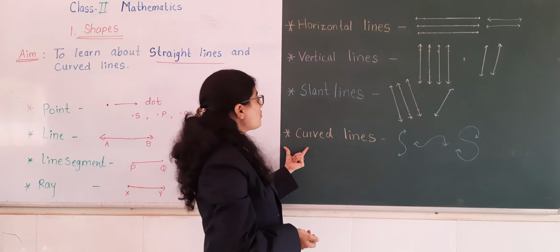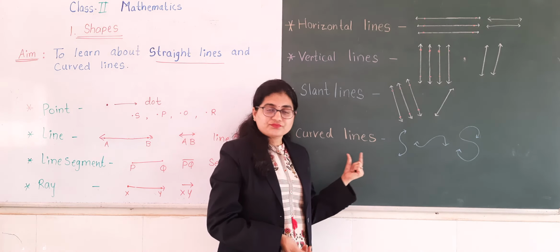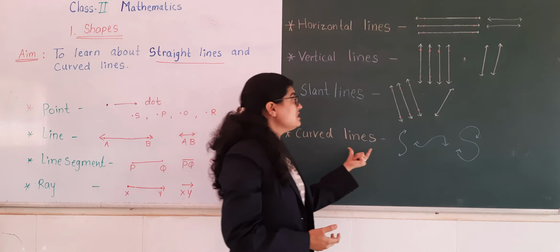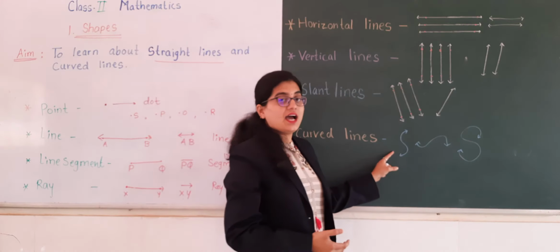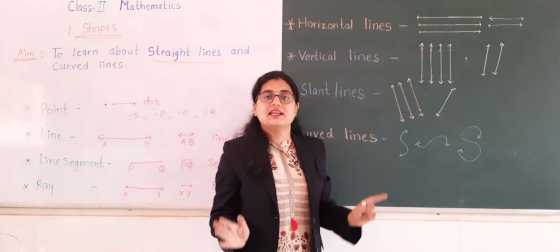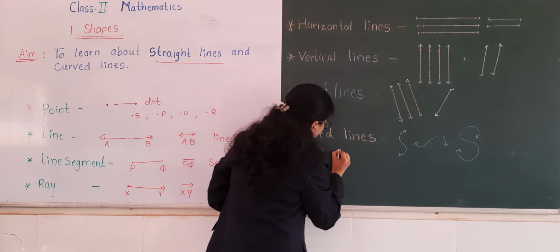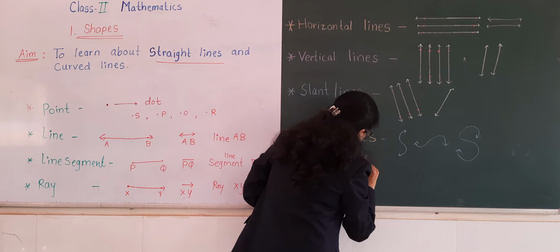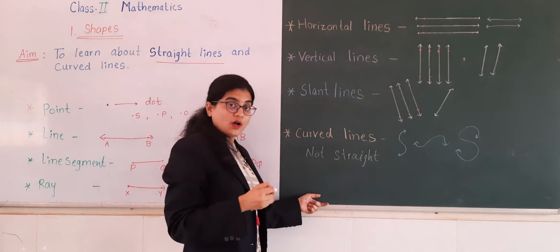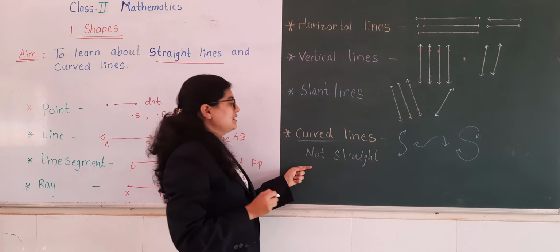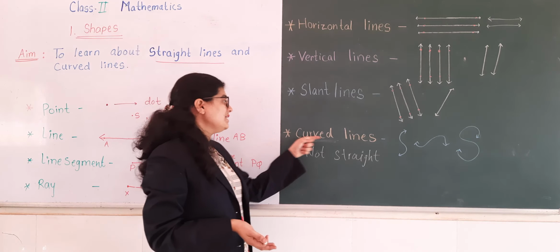Then the next point is curved lines. Which point is next? The next point is curved lines. These lines are not straight. These all lines are straight, but these lines, they are not straight. So we call them curved lines. The lines which are not straight are called curved lines. Understood?